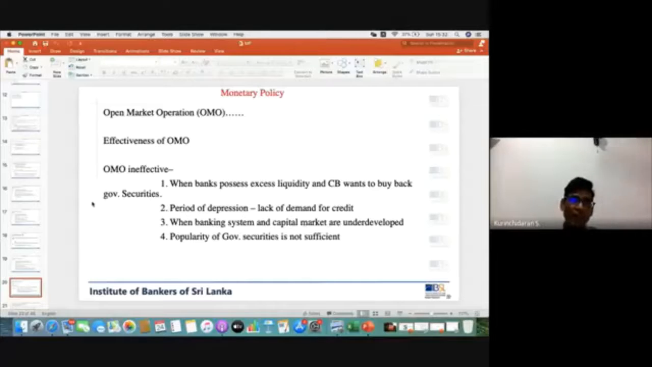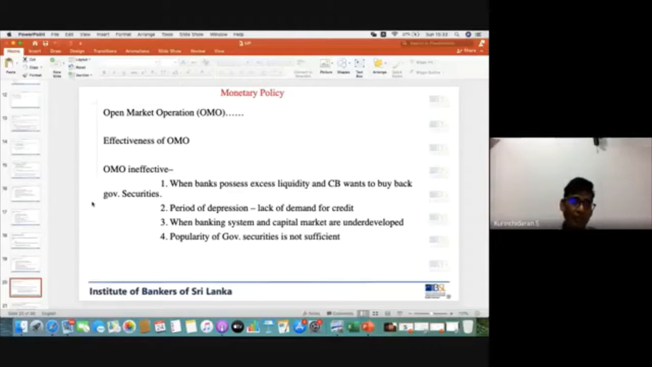And third one, when the banking system and capital market are underdeveloped, right? Let's assume this transmission happens through banks. If that is to happen very quickly, you have to have an effective banking system and capital market. And if your banking system is very weak, it will take so long to have the ultimate impact. Within that, the whole scenario of the economy would change.